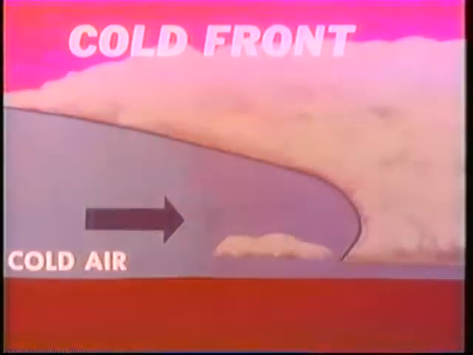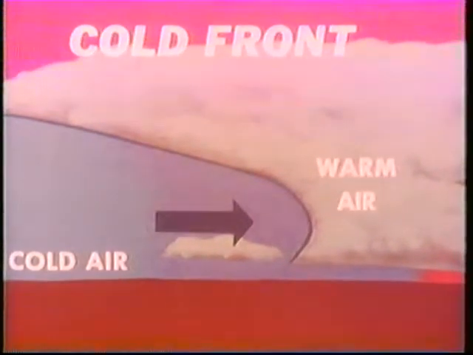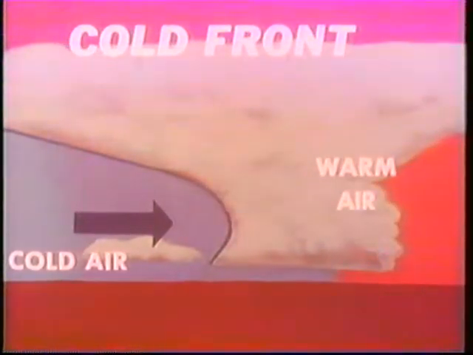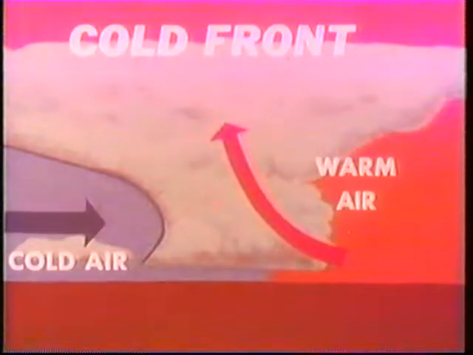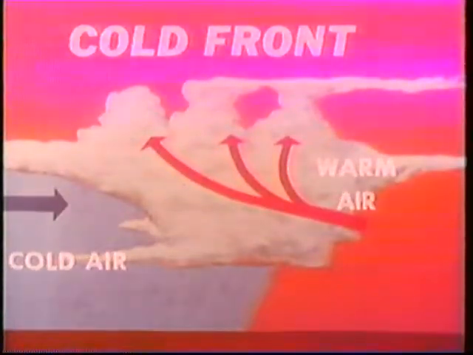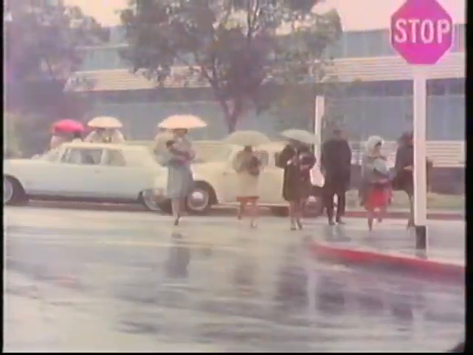The meeting point of two different air masses is called a front. There are four kinds of fronts. A cold front comes when a fast-moving cool mass meets a warm air mass and shoves it upward rapidly. This often causes a quick storm, followed by rapid clearing.